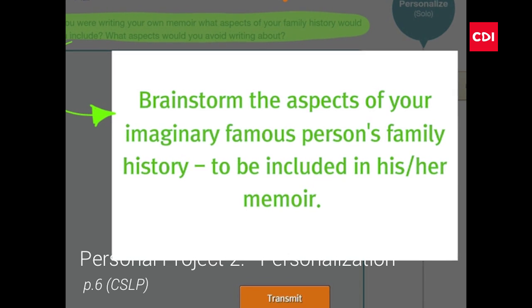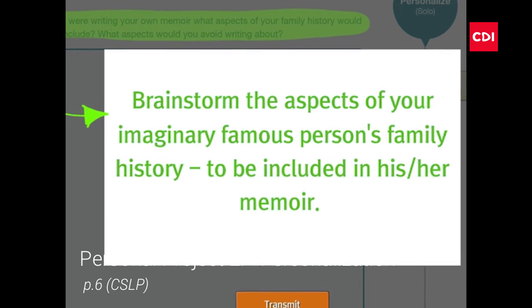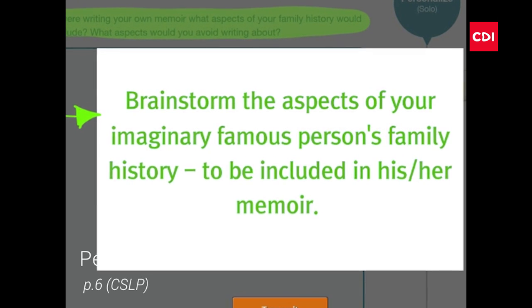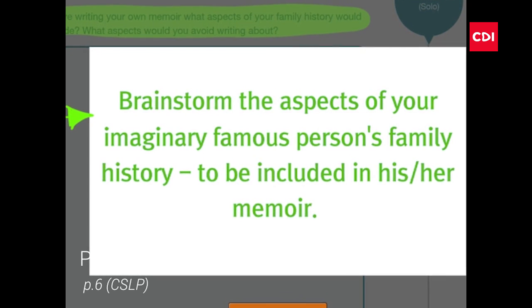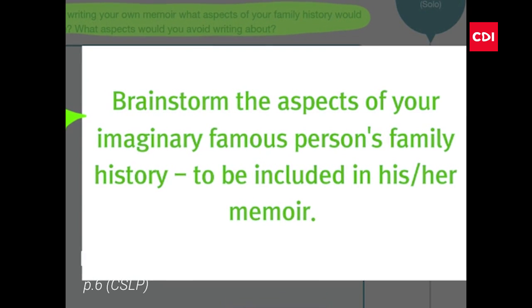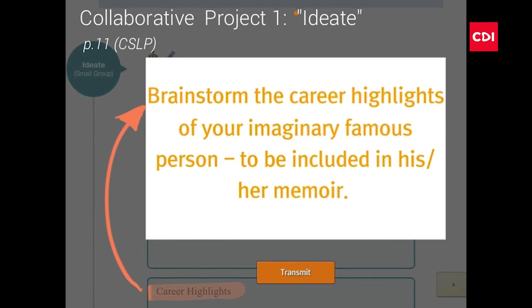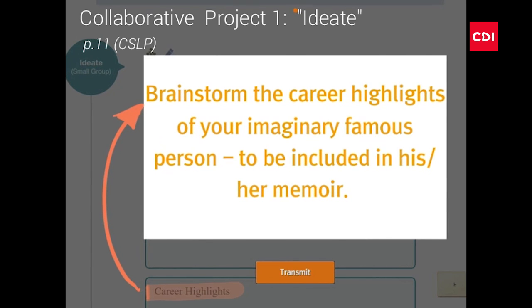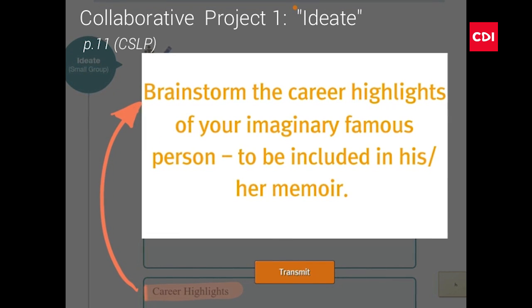So again, I added another media card with my changed prompt and it says, brainstorm the aspects of your imaginary famous person's family history. This is to be included in his or her memoir. Finally, on page 11, the collaborative project on the Ideate section, I tweaked it.